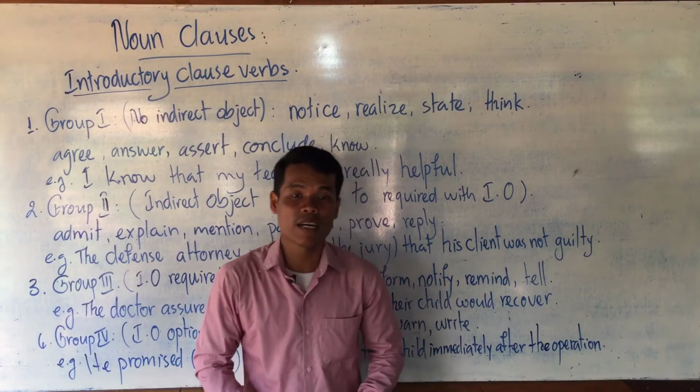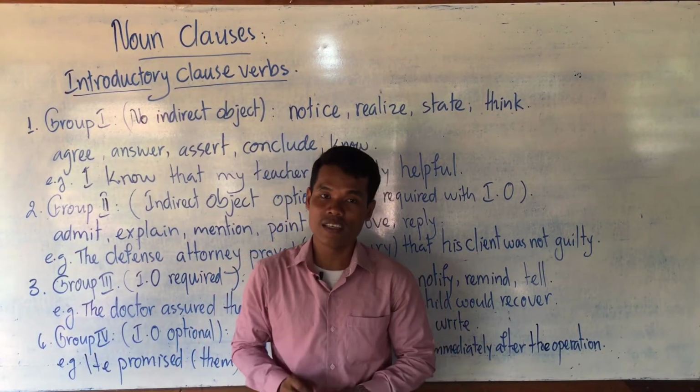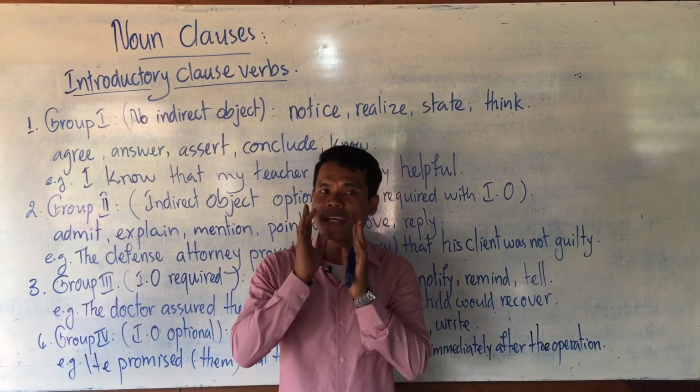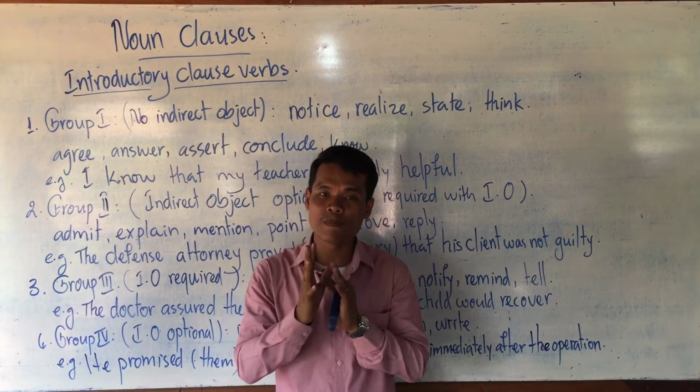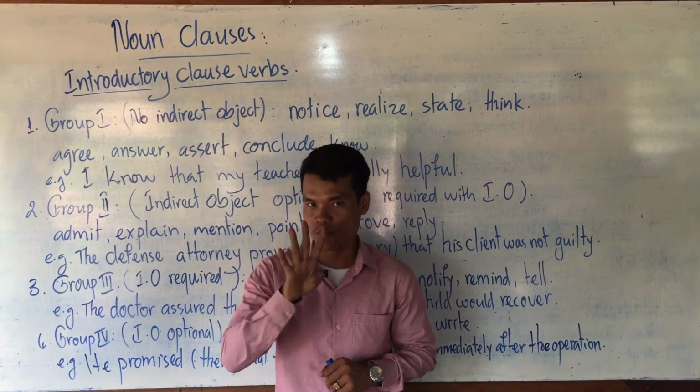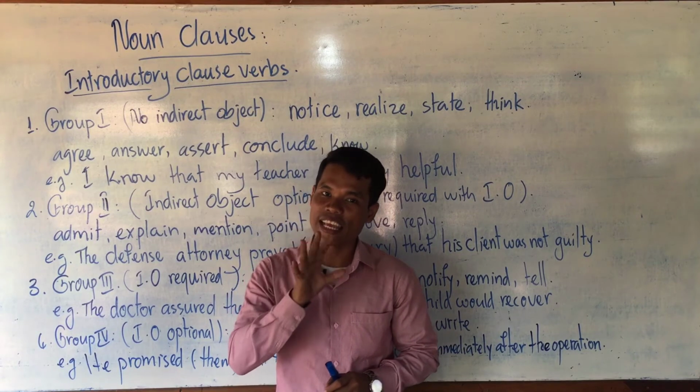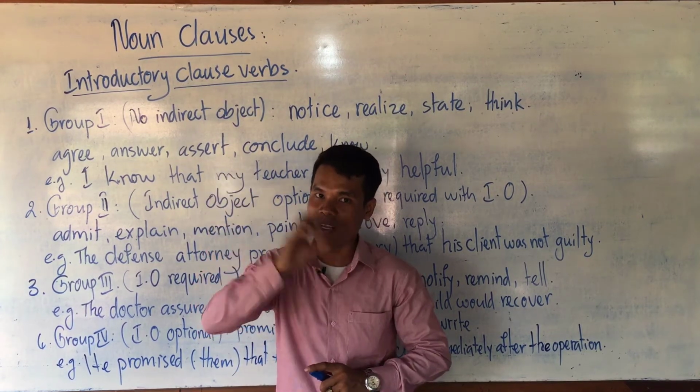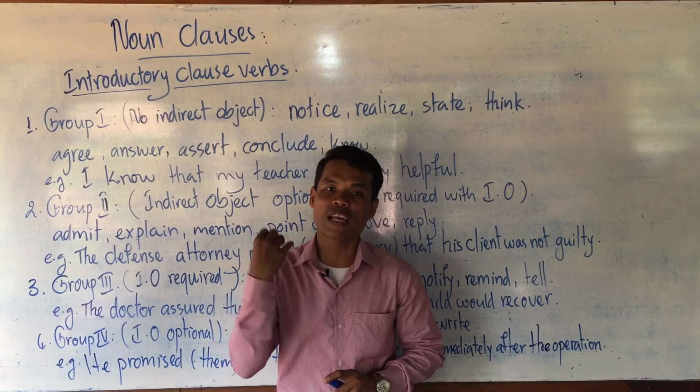Does it make sense, everyone? After my explanation here, don't get confused. Introductory verbs are divided into 4 groups. If you do not understand anything about this, please write your question. I will try my best to reply to those.